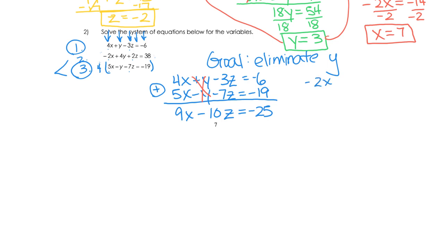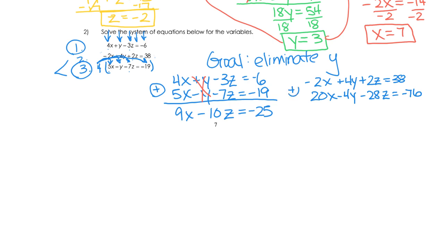So negative 2x plus 4y plus 2z equals 38. The third equation, when I multiply through by a 4, we'll change it into a 20x minus 4y minus 28z equal to 4 times negative 19 is negative 76.